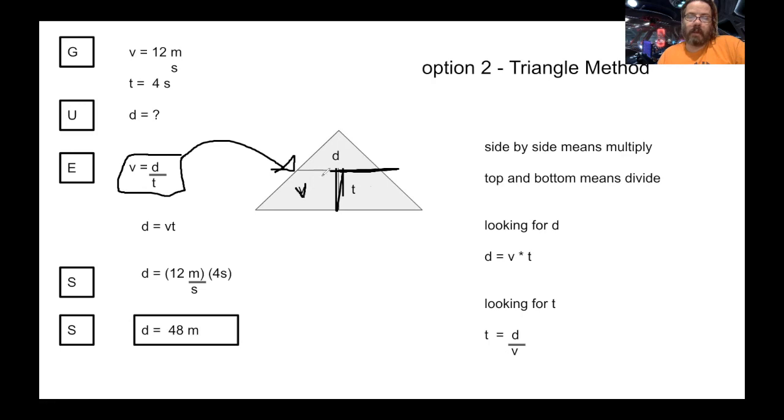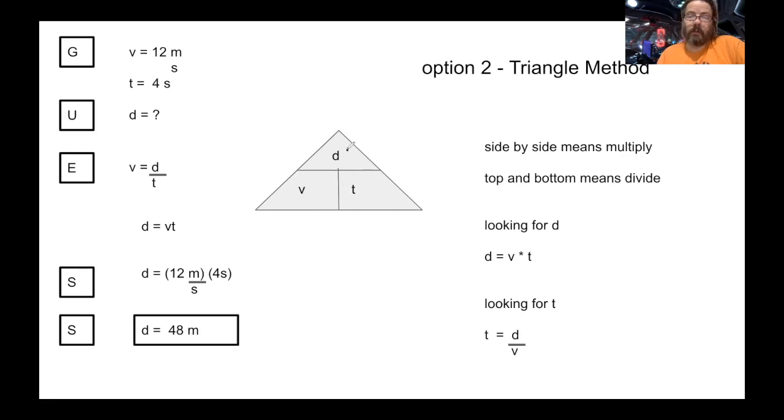And then I put the V over here. And so V equals D divided by T. Now, what's cool about this is I can actually, in a sense, say, well, what does T equal? If I cover up the T, I could say T equals D divided by V. And if you did the algebra, that's exactly what you would get.